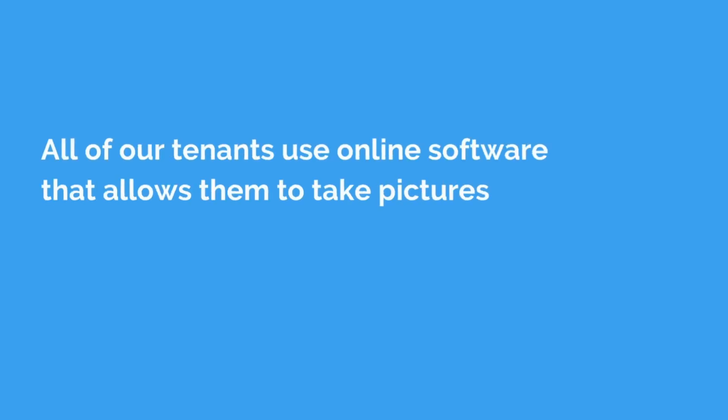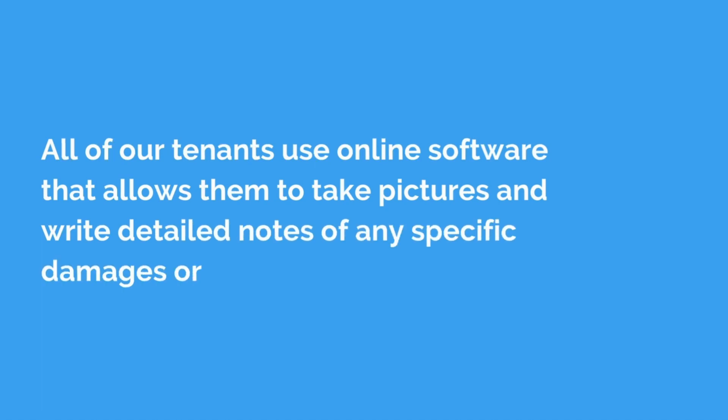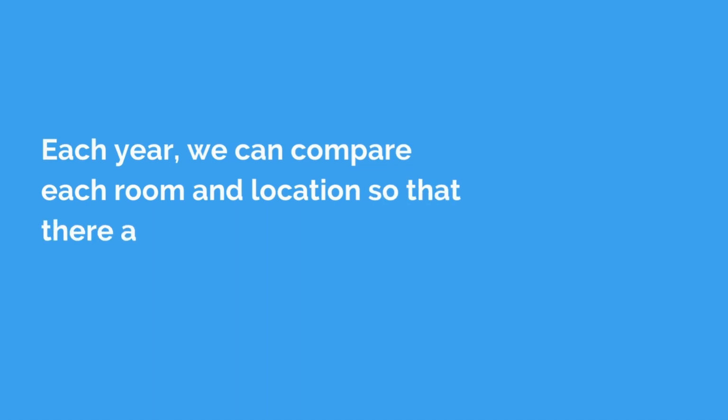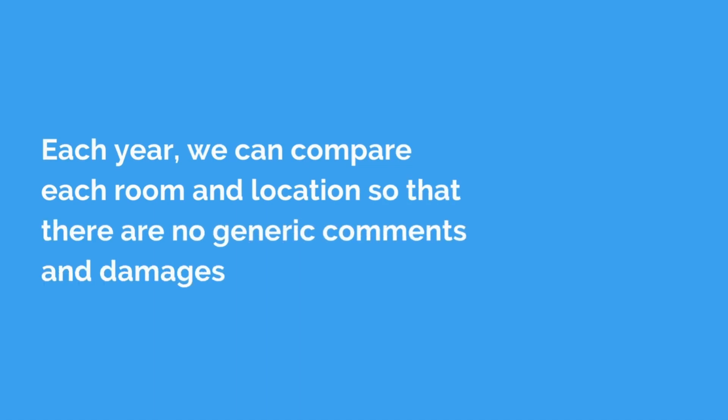Because of the lack of detail and the quality of the results from these apartment condition statement forms, it's really hard to deduct later on when the tenants move out, and the tenants might argue and fight these charges. All of our tenants use an online software that allows them to take pictures and write detailed notes of any specific damages or repairs specific to each room in your apartment. We spend the time to make sure every property and location of every room is clearly stated when it's first put into the system and onboarded. That way, each year we can compare each room and location so that there are no generic comments, and tenants fighting you over generic damages are a thing of the past.